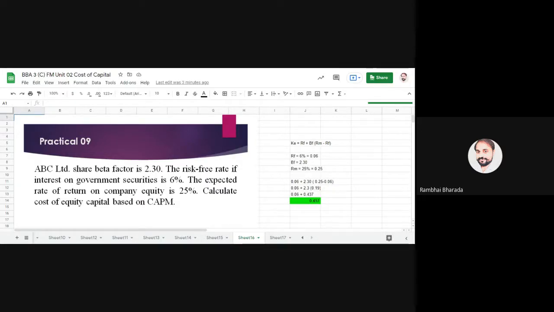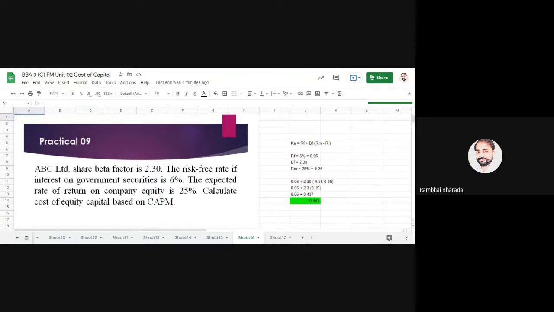Number three, earning price approach method. Whenever in a practical question only earning is given to you, and dividend is not given to you, at that time we use the third method, earning price approach, and KE is equal to E divided by NP. And the fourth one is bond yield plus risk premium. For the fourth method, we do not have any practical questions. It is only for the theoretical part.